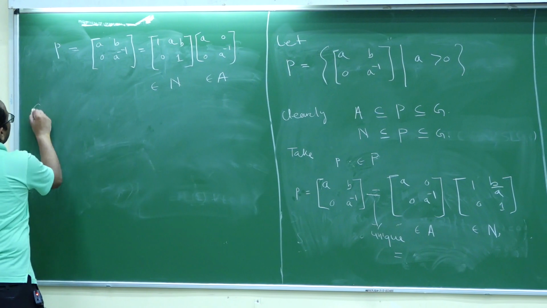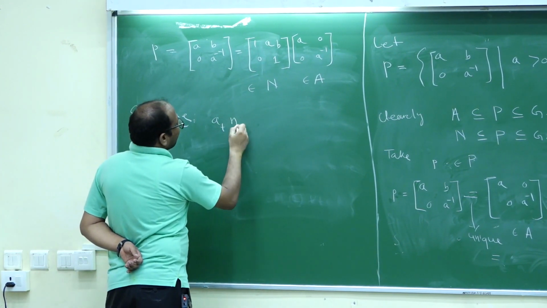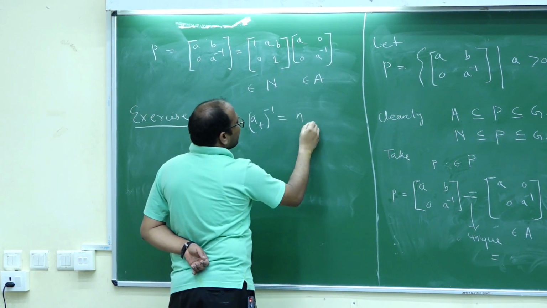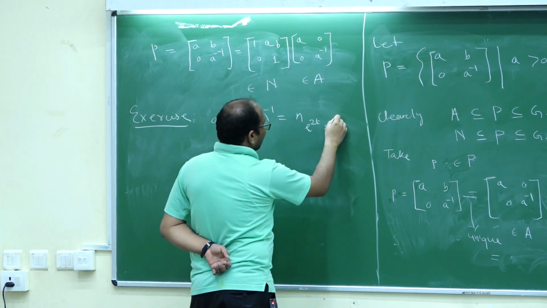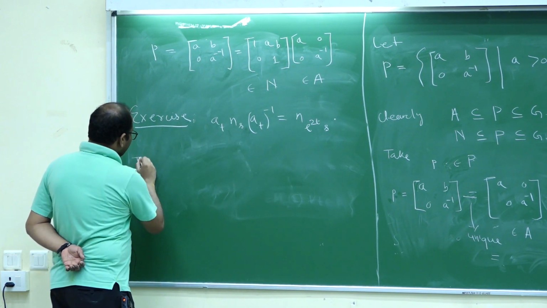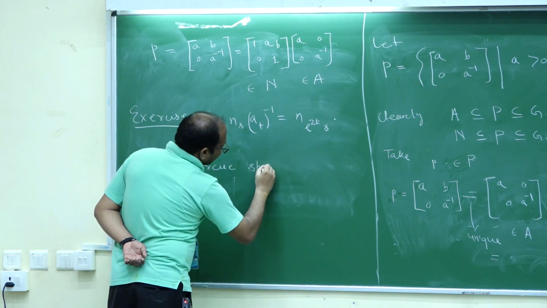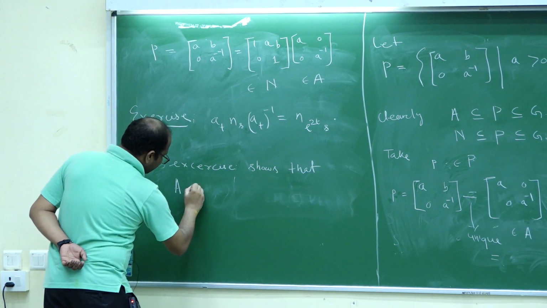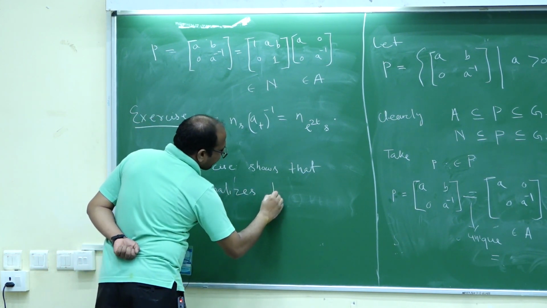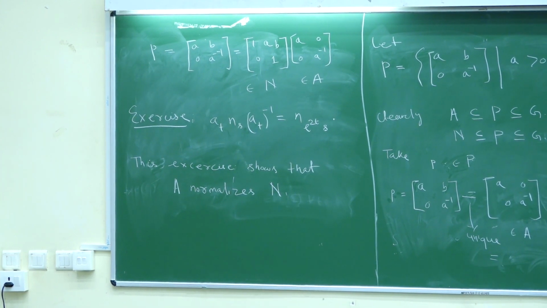Now one small exercise. If you take a_t n_s a_t inverse, that is really n_s scaled by e to the power 2t. You can check this, it is very simple. So I am leaving this as an exercise. So this exercise shows that A normalizes N. So P is a semi-direct product, but it is not a direct product.